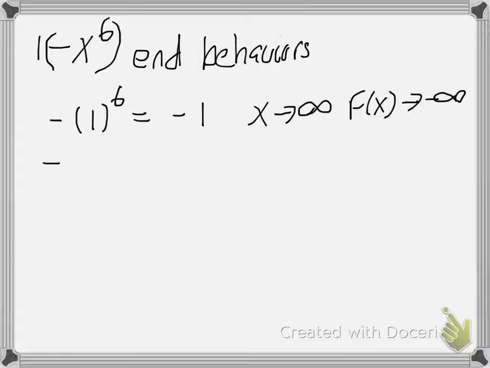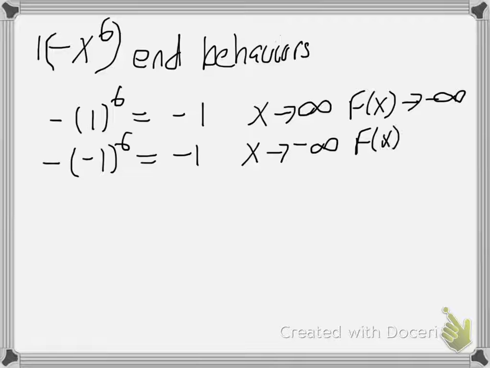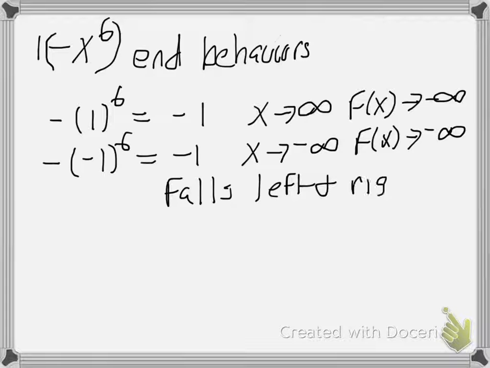So then if I put in -1, again, remember your order of operations, -1 to the 6th is a positive 1, then I have a -1. So once again, as x approaches negative infinity, f of x approaches negative infinity again. So what does that mean? That means it falls left and right. And just a reminder, the negative is the one that tells you if it falls on the left, and the positive is the one that tells you if it falls on the right, or how it goes on the right.